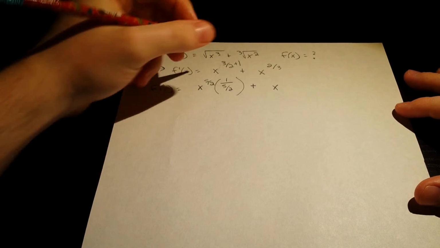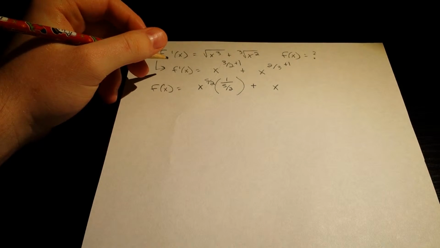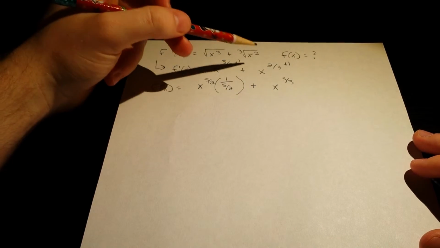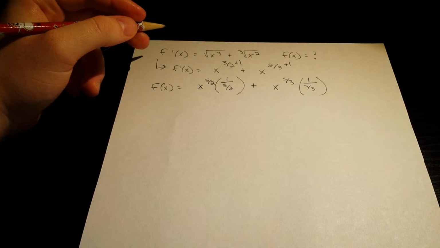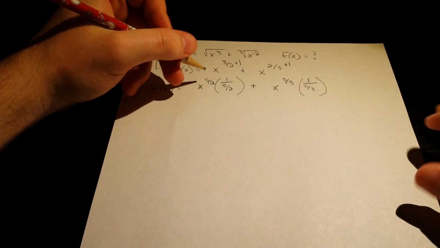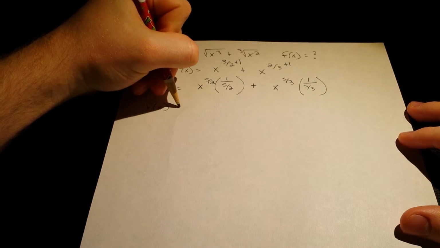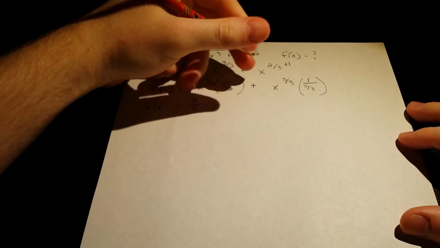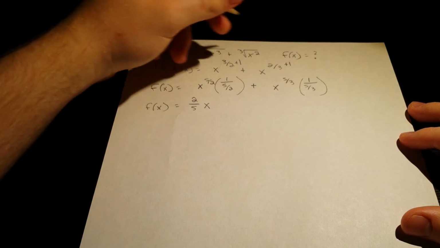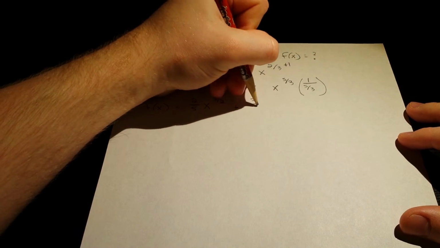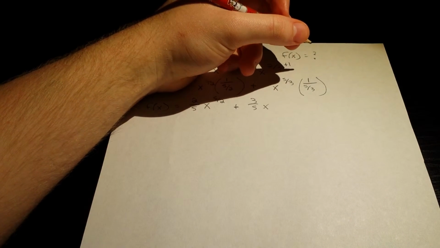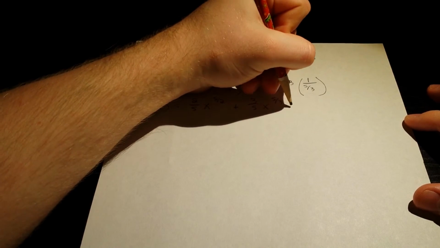Same thing here. 2/3 plus 1 is the same thing as 5/3. And instead of multiplying it again, we're going to divide by 5/3. And then we can rewrite this again. It's going to be 2/5 x to the power of 5 over 2 plus 3/5 x to the power of 5 over 3, and then plus c.